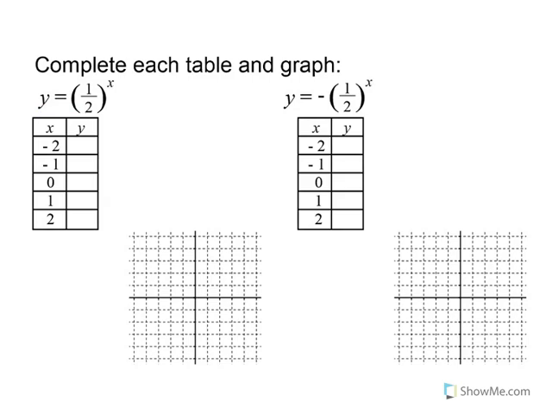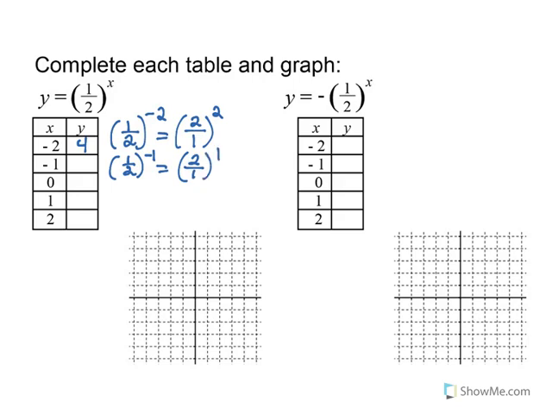I want to do 1/2 to the negative 2 power. So 1/2 to the negative 2 means do the reciprocal of 1/2 to the positive 2 power, which is really just 2 squared, which comes out to 4. Okay, 1/2 to the negative 1 power means do the reciprocal of 1/2 to the positive first power.